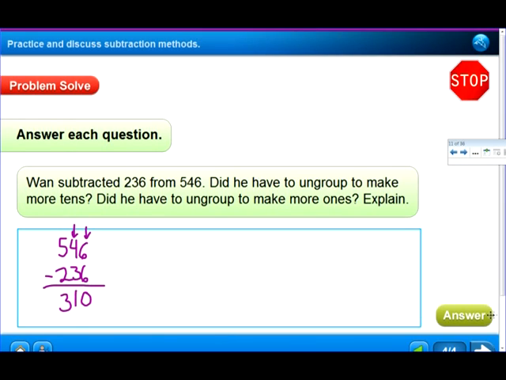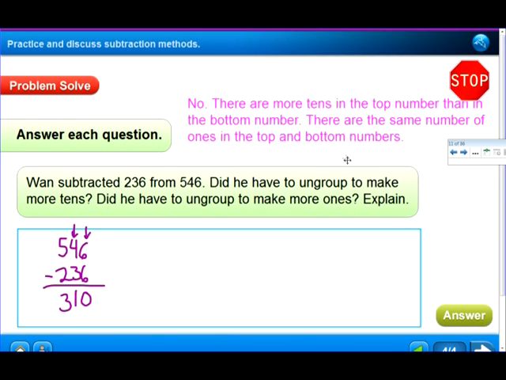Let's check your answer, see if you did it. No, there are more 10s in the top number than in the bottom number. And there are the same number of 1s in the top and bottom numbers. So we figured out that Juan subtracted correctly.